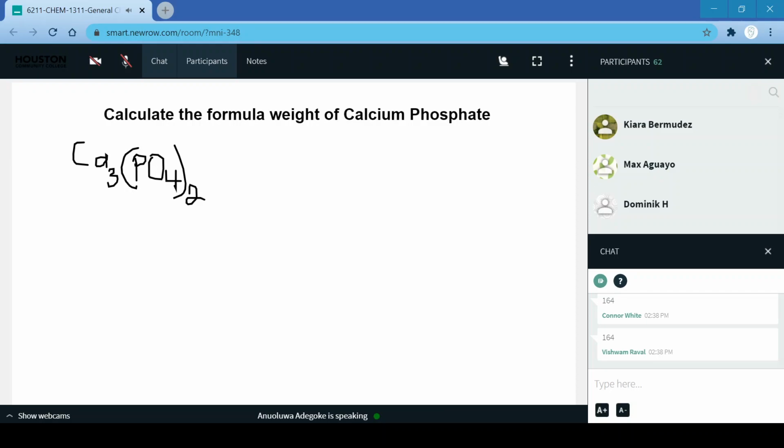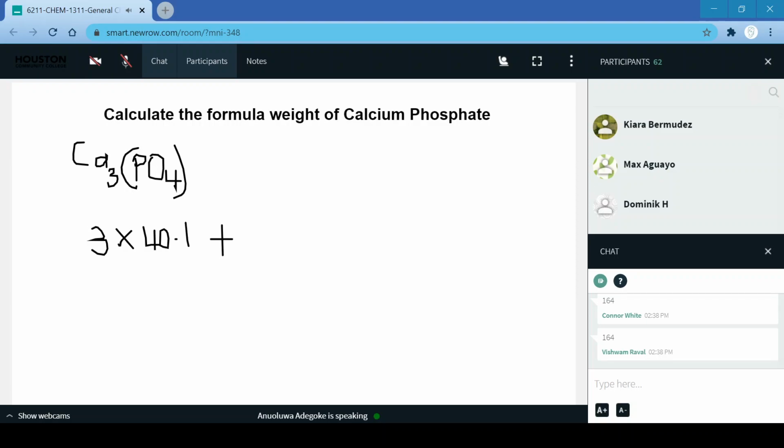To calculate the formula weight, we go on a periodic table. We look for Ca. The atomic mass for Ca is 40.078, so we can approximate it to one decimal place, 40.1, multiplied by 3. Or, if you understand it better that way, you can write the 3 first, because that is the number of atoms. That 3 represents the number of calciums we have there. So 3 multiplied by 40.1.